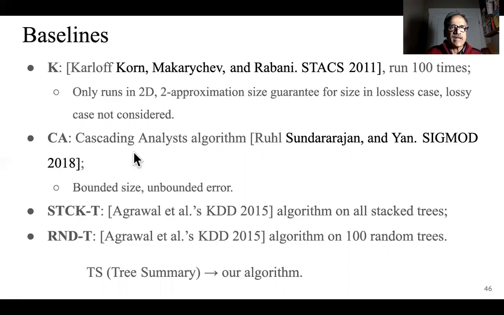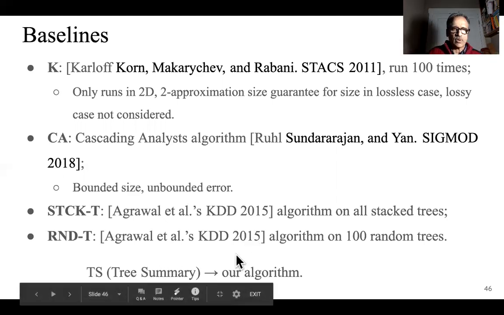The other baseline is the cascading analysts algorithm due to Roll et al., a couple of slides ago. It has a bounded size, but unfortunately, it does not come with any worst case error guarantee. There are other strawman baselines that we created by, for example, stacking the dimension hierarchies in some arbitrary order, choosing random embedded trees. There are a couple of these strawman algorithms, and TS refers to our tree summary algorithm.